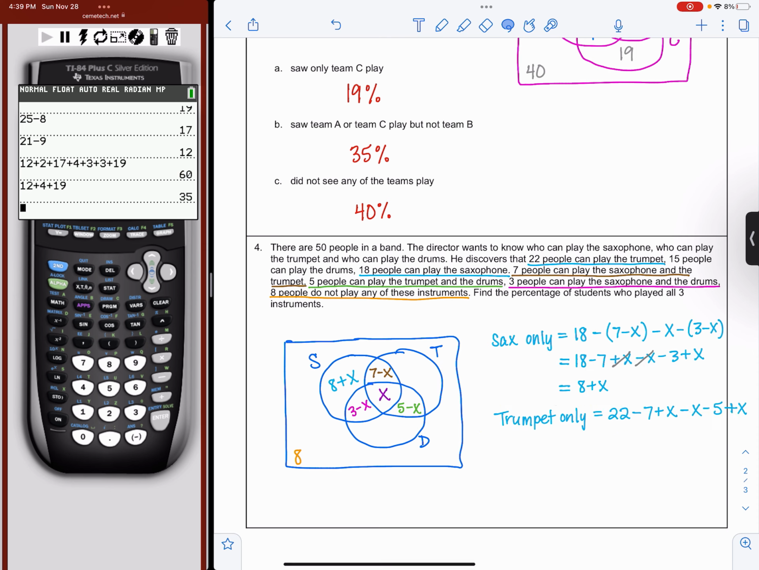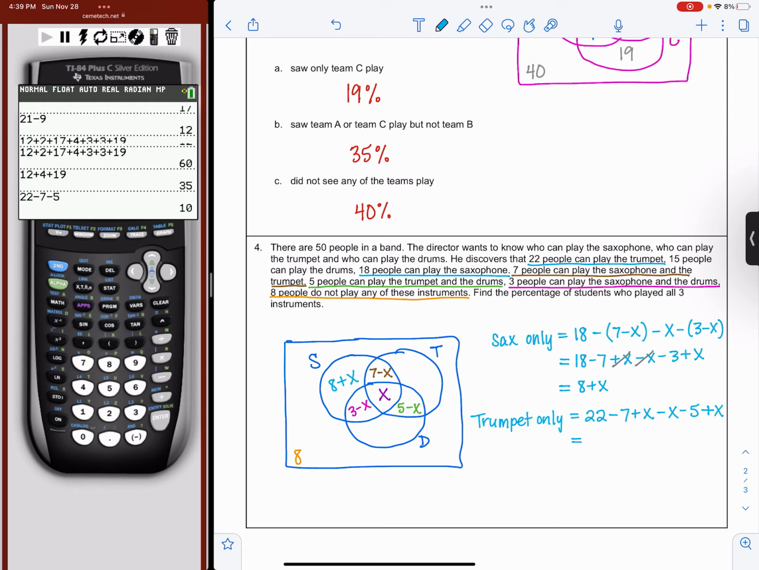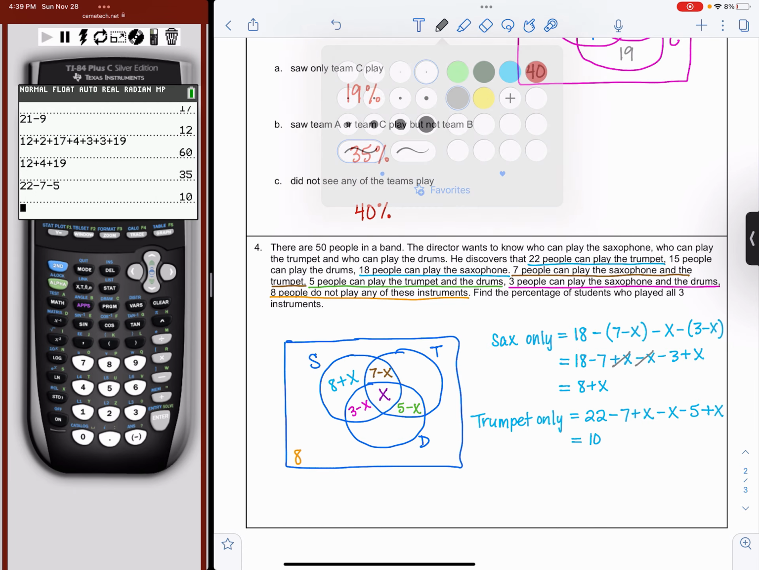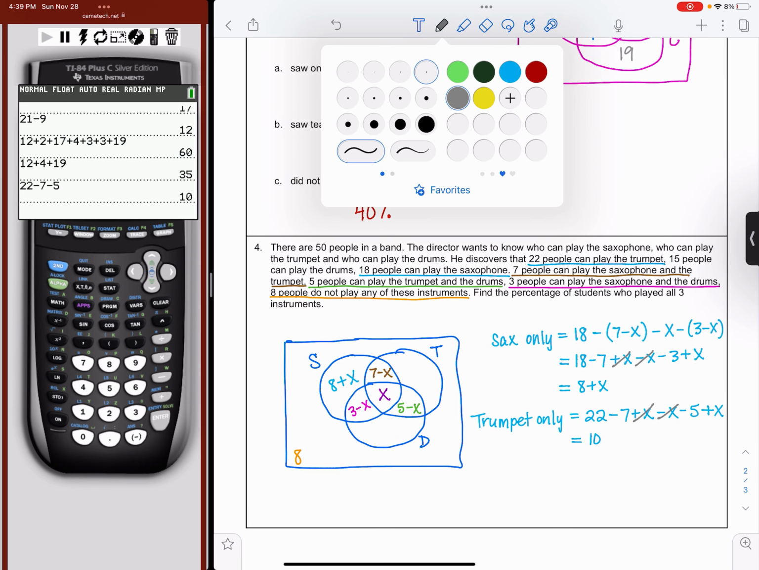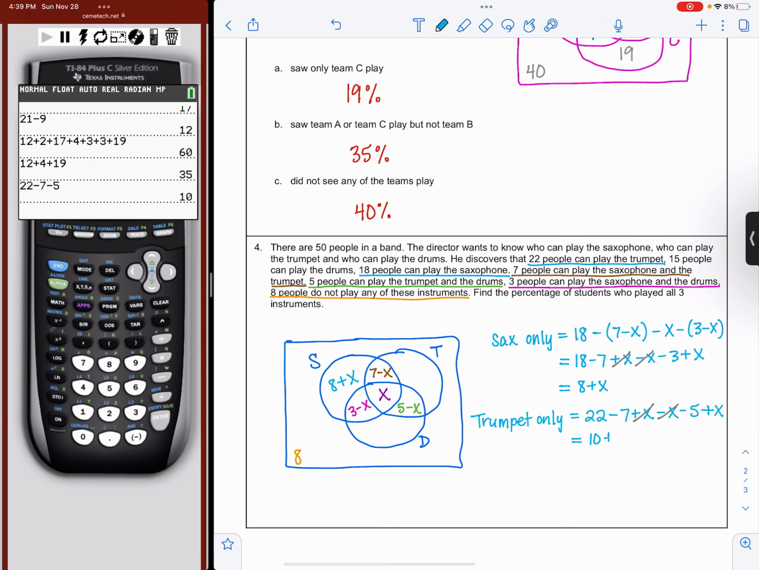All right. So with that, once again, I combine like terms. So 22 minus 7 minus 5 is equal to 10. And we already know that a positive x and a negative x is going to cancel, and that's going to leave me with plus x. So 10 plus x for trumpet only.